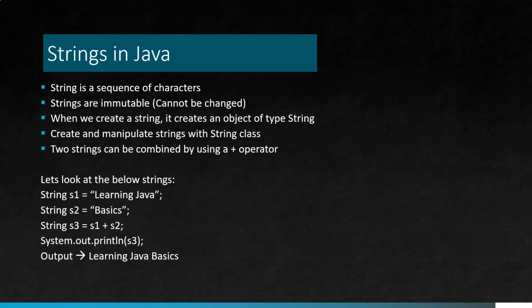Now this combining of two strings is also known as string concatenation. So we can add different strings by using the plus operator. Next, we'll look at some of the string methods which are commonly used in Java.